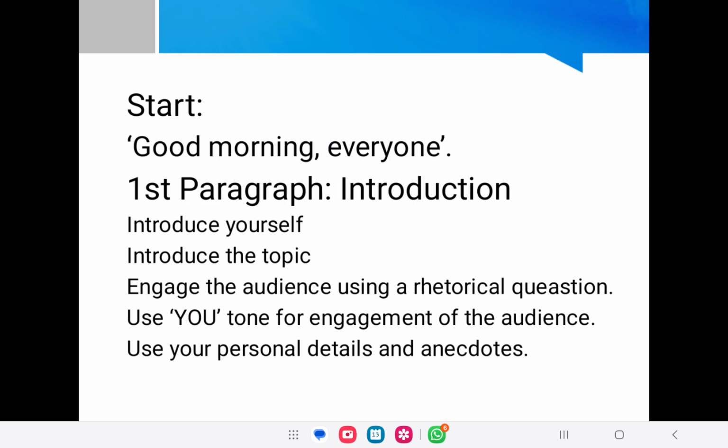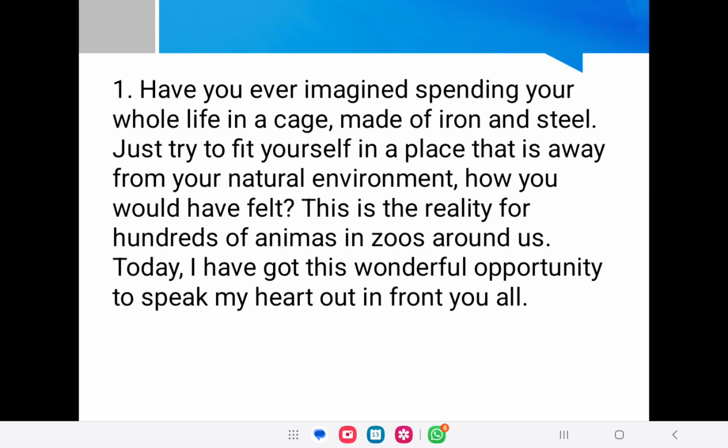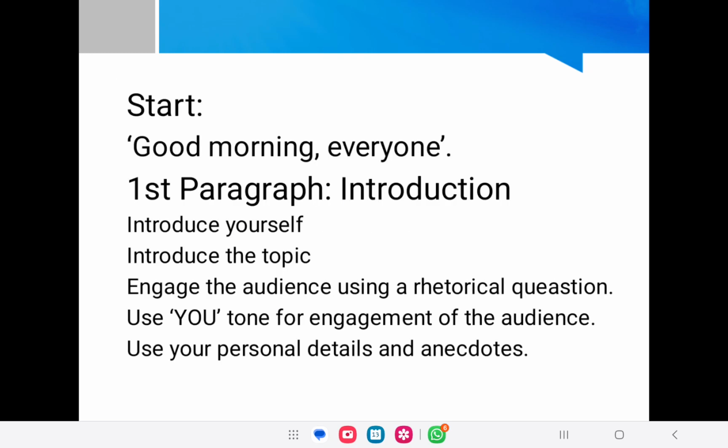Use your personal details and anecdotes. When you are talking to people, you can definitely engage them with your personal details. If you have ever been to a zoo, you can tell them that this or that happened. If there is a personal anecdote, a joke, or a story, in that way you can keep them with you. Otherwise they'll just get bored. So that is the start of the speech.